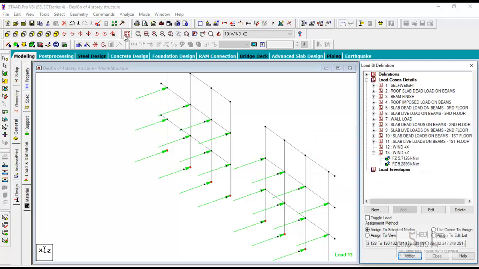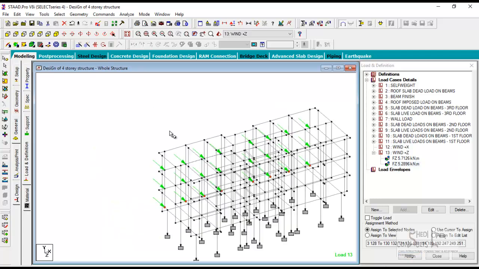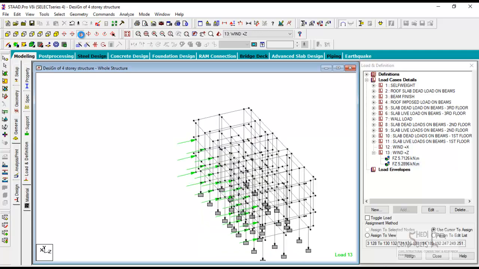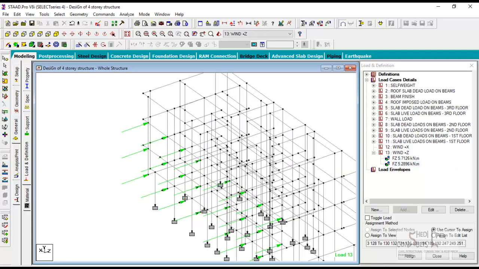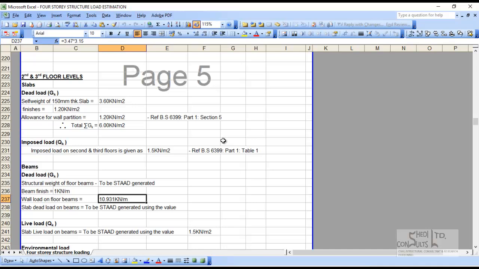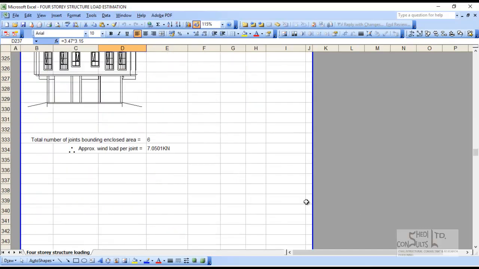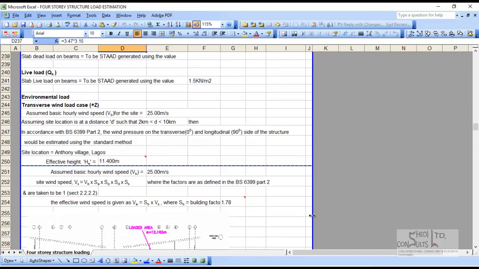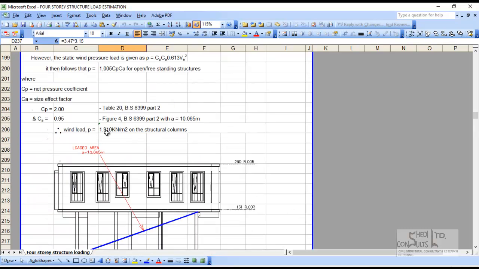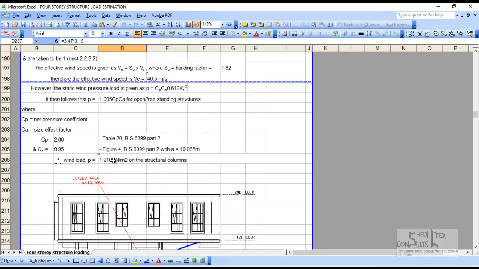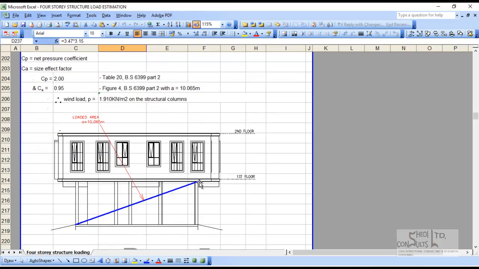And then you see this is what we have. On the first floor, which is open, let's look at what we calculated. The first floor is an open structure. So the wind loading was calculated as a pressure load, which is going to be applied on the columns.